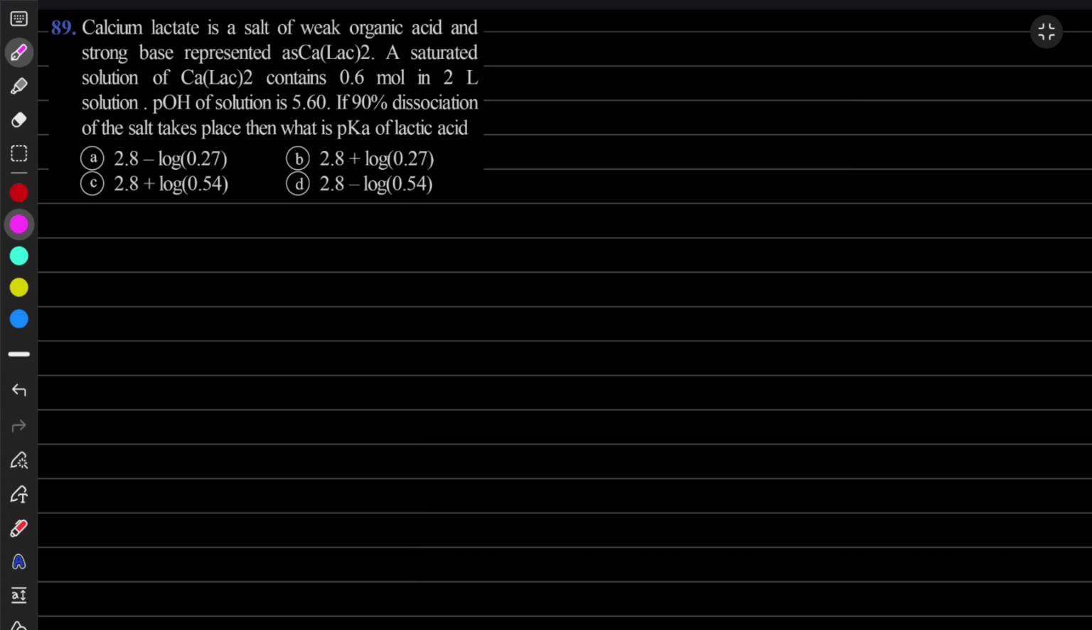Hello. Let's read the question. Calcium lactate is a salt of weak organic acid and a strong base represented as... So they are giving calcium lactate. It must be written something like this. A saturated solution of calcium lactate contains 0.6 moles in a 2-liter solution. So they are saying 0.6 moles in a 2-liter solution. That means the molarity concentration is 0.3 molar.